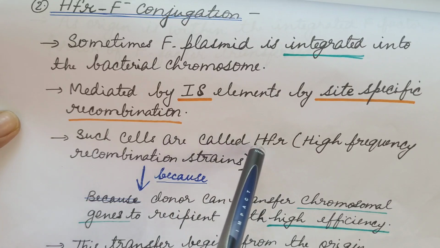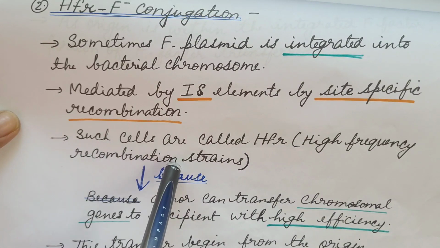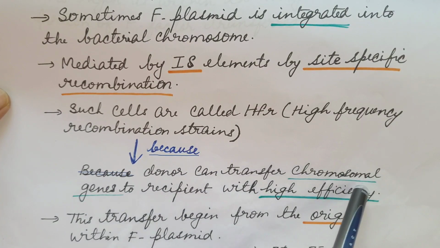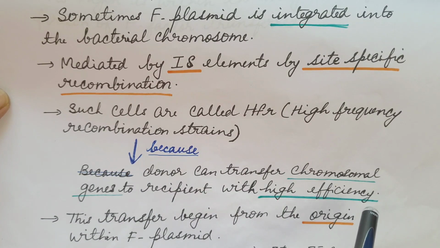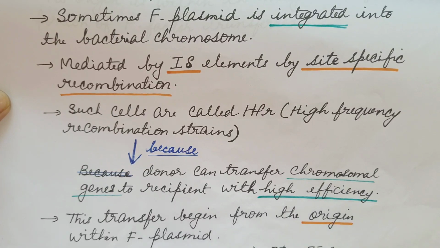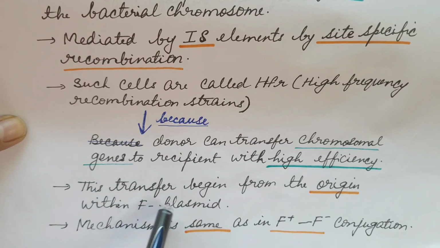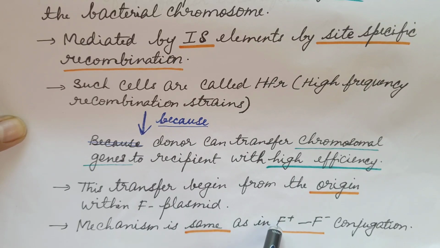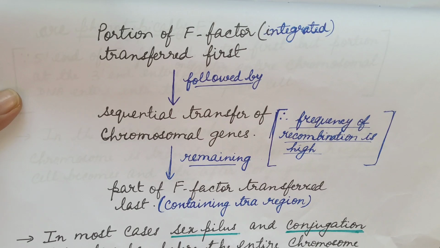Such cells are called HFR cells or high frequency recombination strains, because the donor can transfer chromosomal genes to the recipient with high efficiency, and hence recombinants are formed with high efficiency. This transfer begins from the origin within the F plasmid, and the mechanisms or steps are the same as in F plus, F minus conjugation, but there are certain differences.